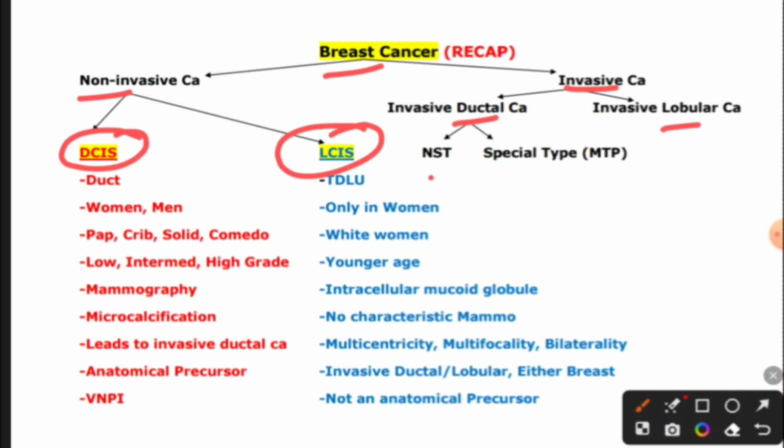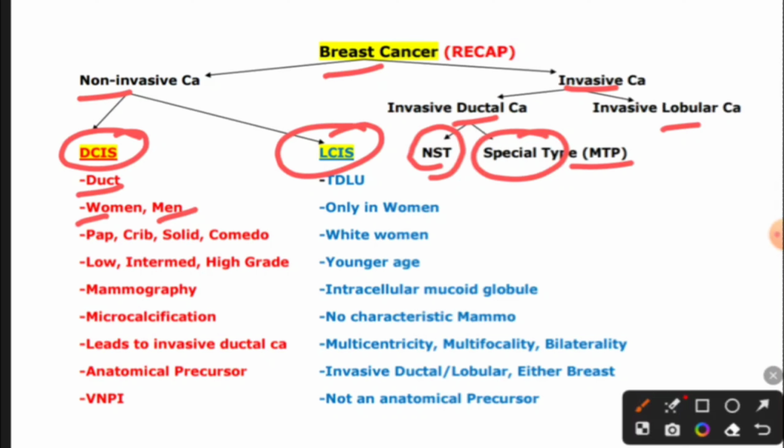Invasive ductal carcinoma is subdivided into non-special type of cancer and special type of cancer, which includes MTP, that is medullary, mucinous, tubular, and papillary type of carcinoma. Ductal carcinoma in situ, DCIS, arises from the duct, seen mainly in women but can take place in men also.